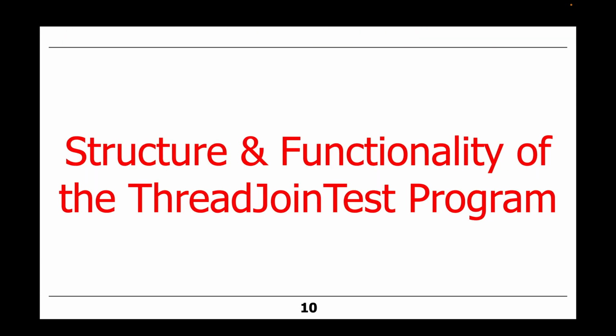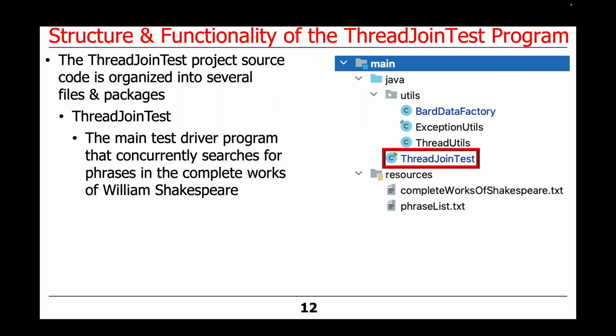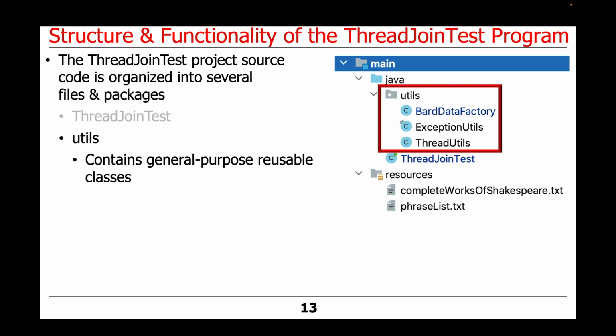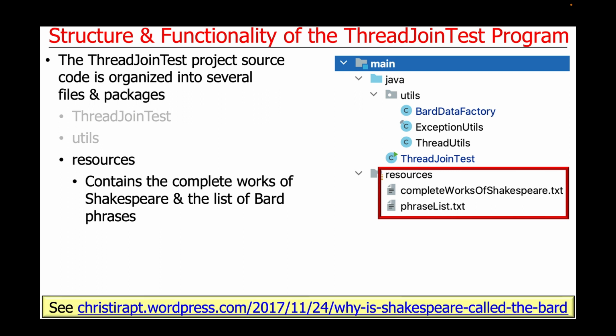We'll now examine the structure and functionality of the ThreadJoinTest program. This project source code is organized into several files and packages. First, there's the ThreadJoinTest.java file, which is the main test driver program that concurrently searches for phrases in the complete works of William Shakespeare. There's also a utils package that contains general-purpose reusable classes. And finally, there's a resource package, which contains the complete works of Shakespeare and the list of Bard phrases to search for. Bard is a nickname commonly applied to William Shakespeare, who is known as the Bard of Avon.